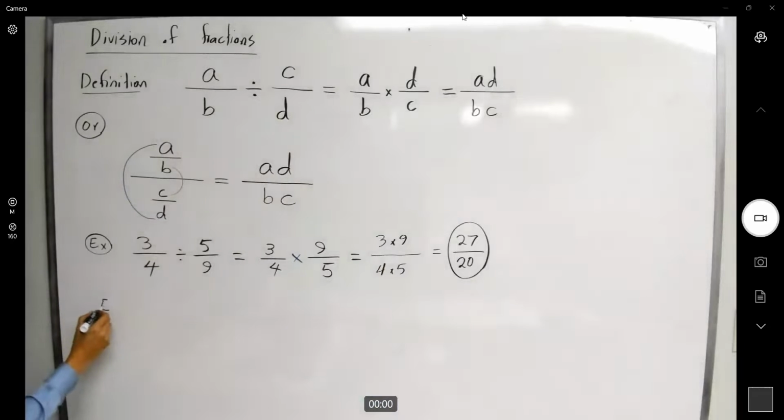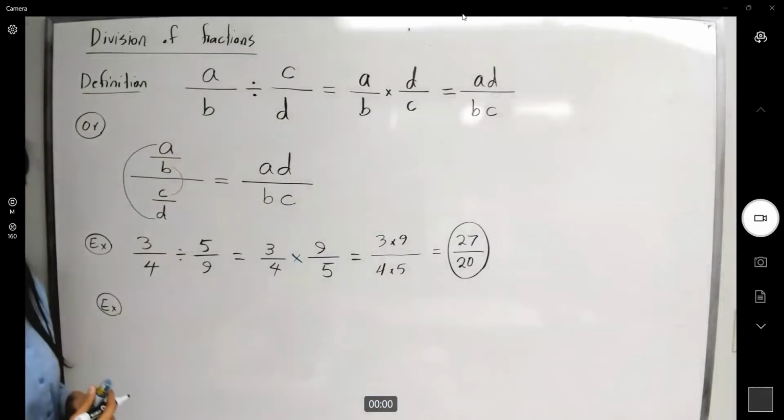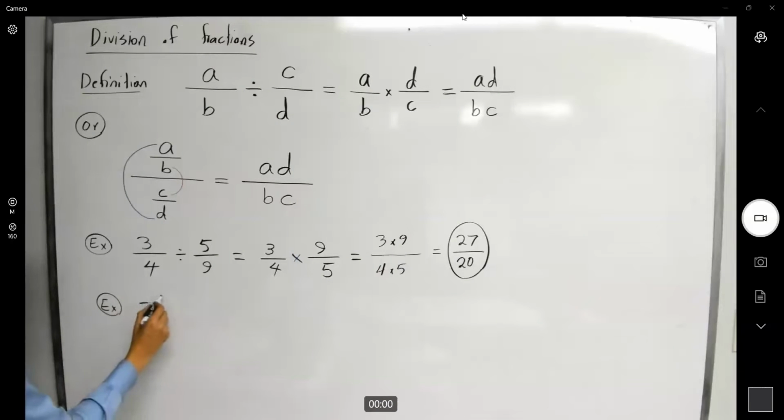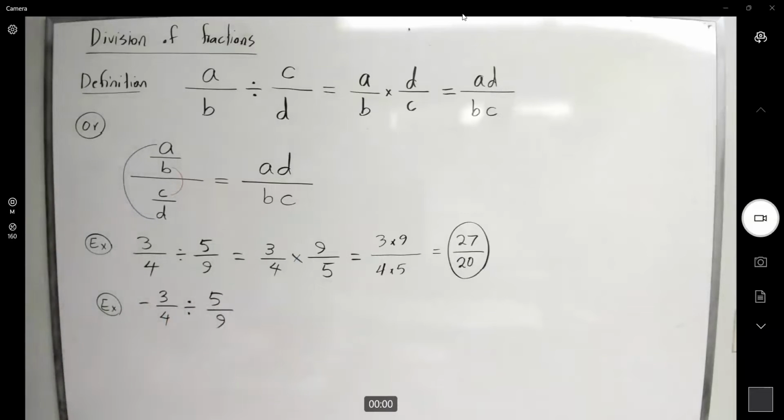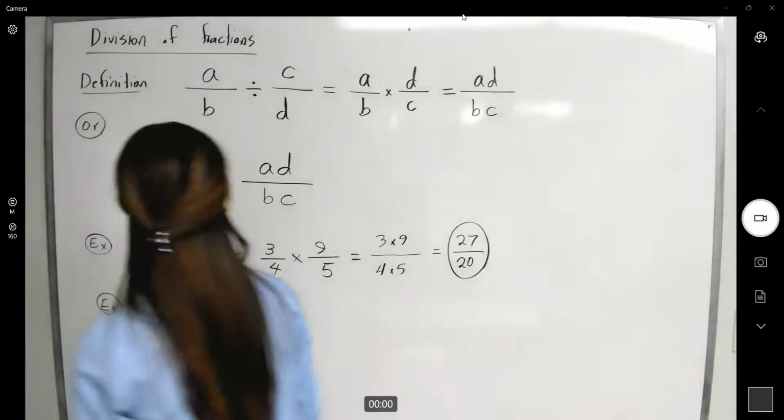Another example for you. Suppose you're dealing with negative numbers. Suppose I have -3/4 divided by +5 over 9. This negative sign either belongs to 3 or belongs to 4. We don't know which one. That's why we put that in front of the fraction itself. If you do the division 3 over 4, you're going to get a decimal number. That decimal number has a negative sign. So what are you going to do?